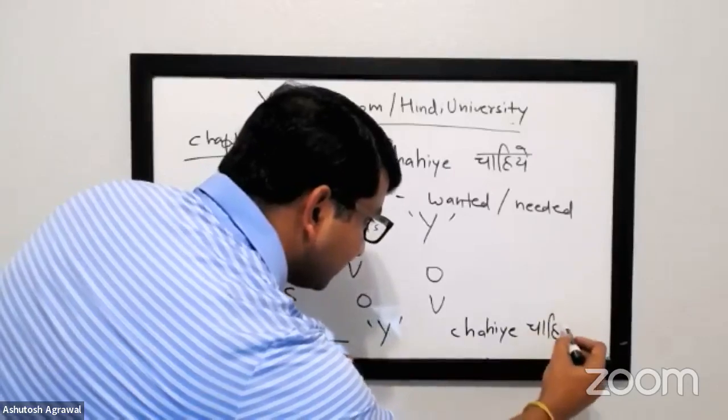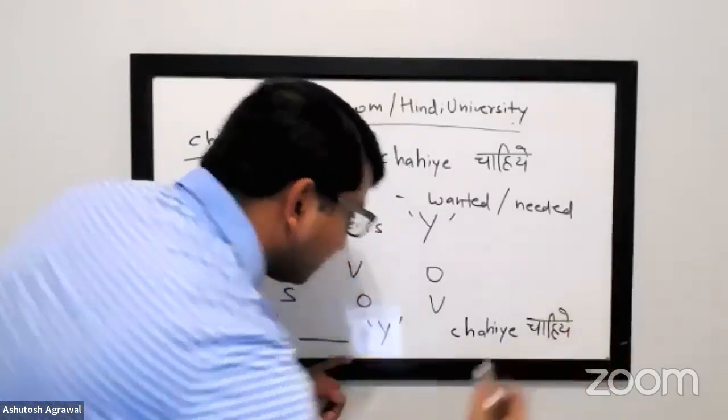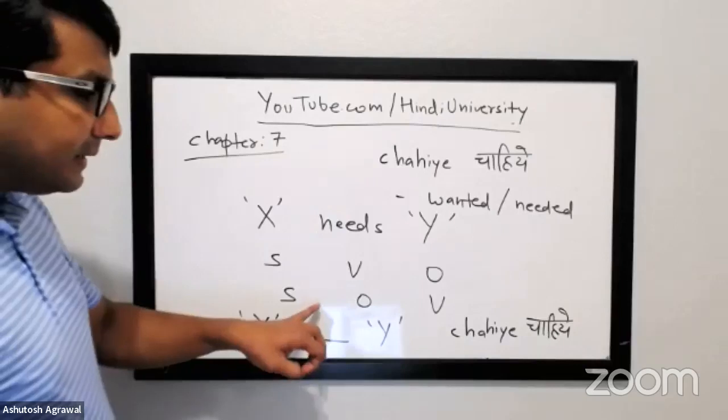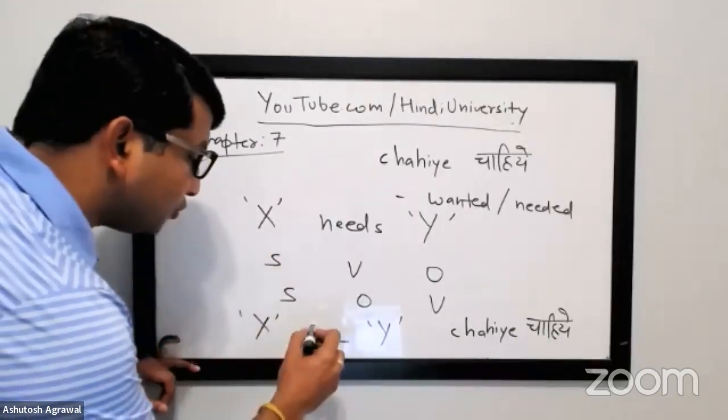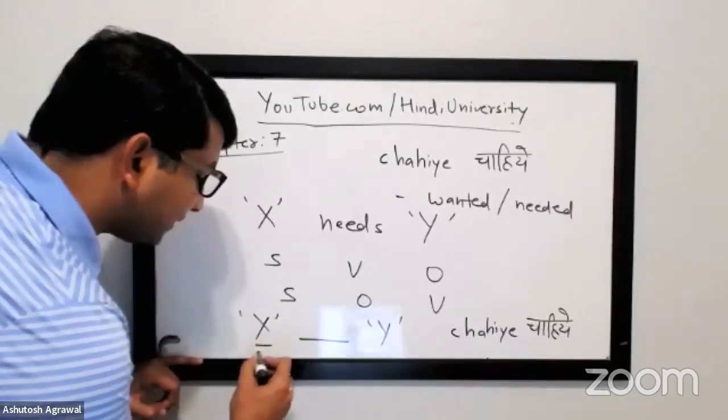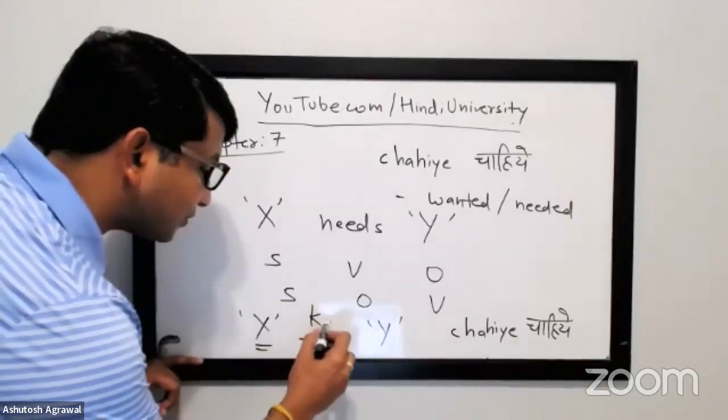However, whenever you have a construction like this from English to Hindi, in Hindi, you will put a postposition after the subject, X ko.